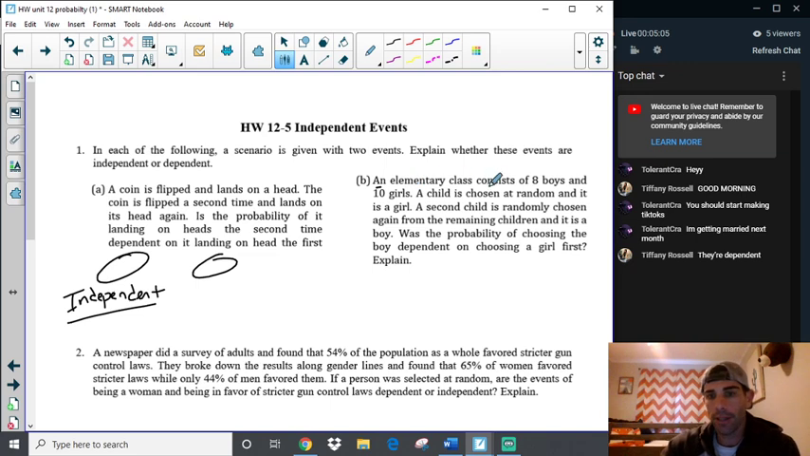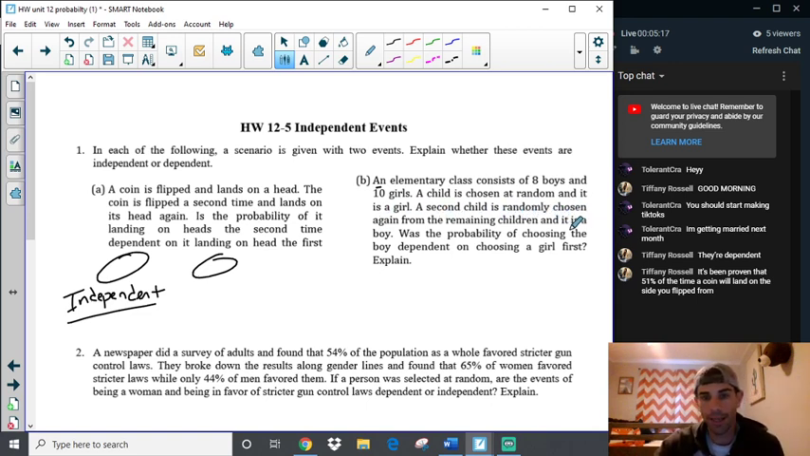An elementary class consists of 8 boys and 10 girls. A child is chosen at random, and it is a girl. A second child is randomly chosen again from the remaining children, and it is a boy. Was the probability of choosing the boy dependent on choosing a girl first? Explain. So the easiest way to explain it is for me to show it to you.